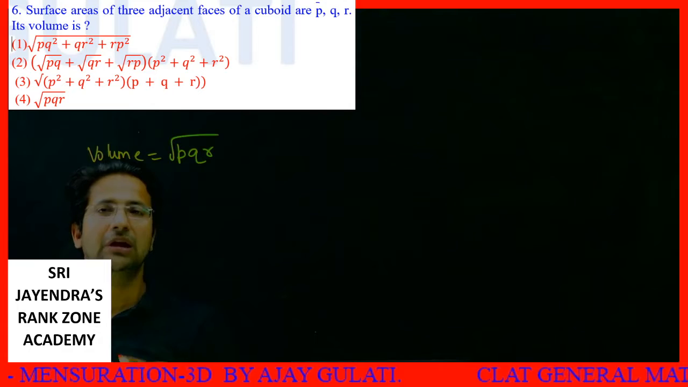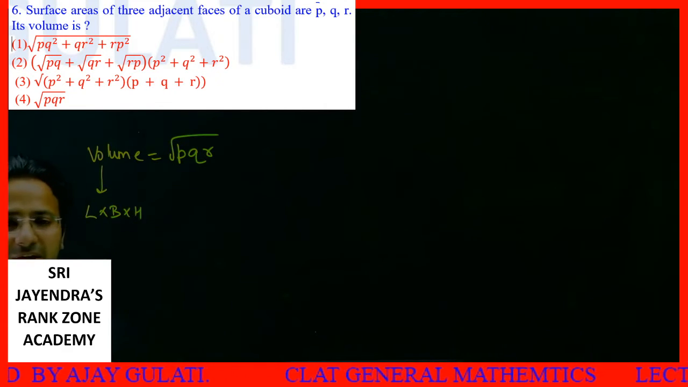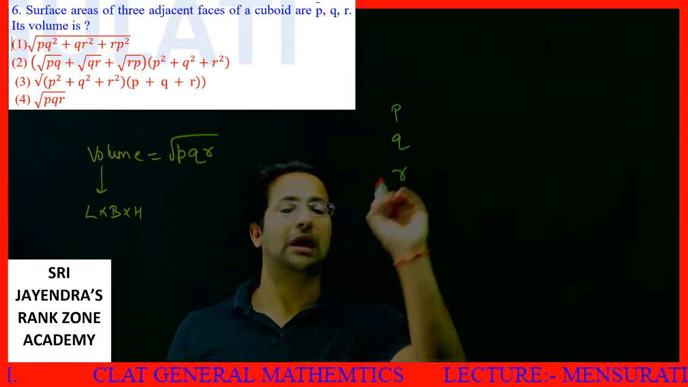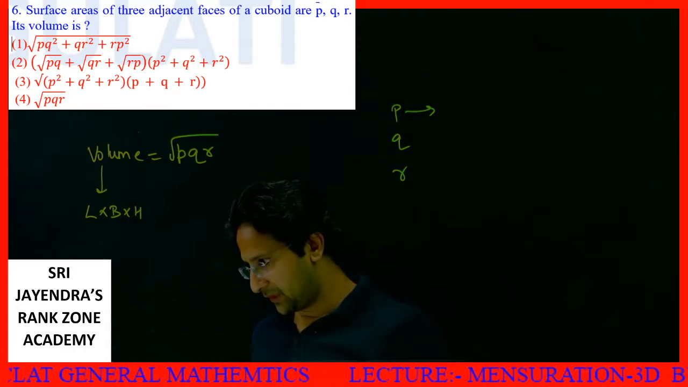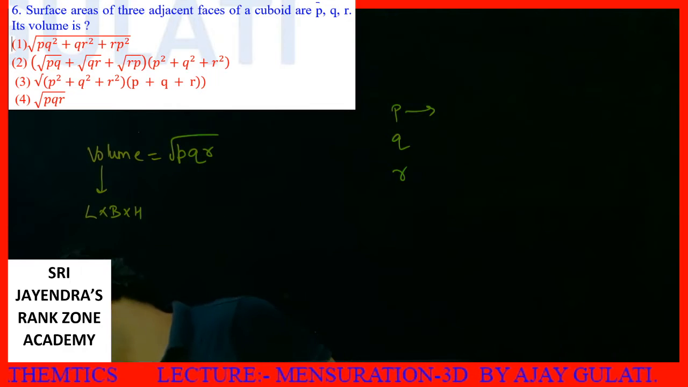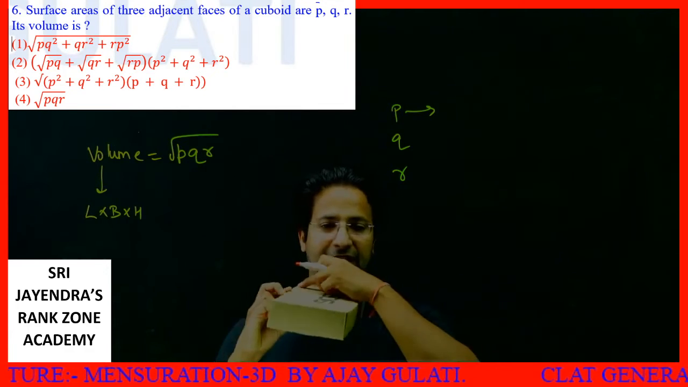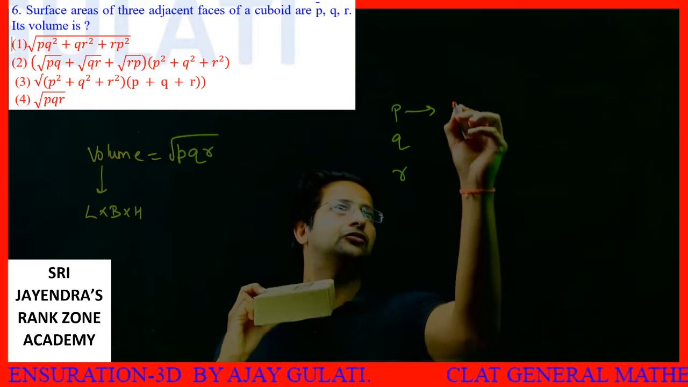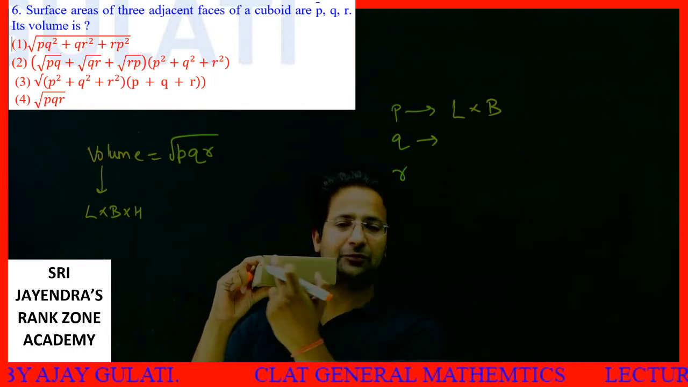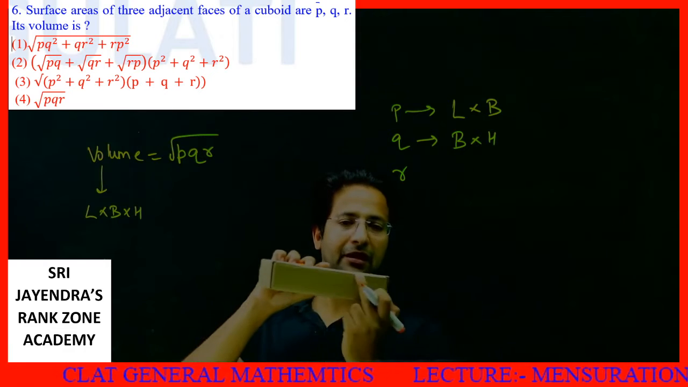How does it come? See, if the volume is length into breadth into height, we know this is the length into breadth into height. 3 surface areas are P, Q, R. What will be P? I need a box again. Give me a minute. Where did I keep the previous box? Yes. Okay. See, what will be this P? This P will be, let's say, this is the length, this is the breadth. So L into B. What will be the Q? Q will be, let's say, this breadth into height, B into H. So what will be R? Length into H.